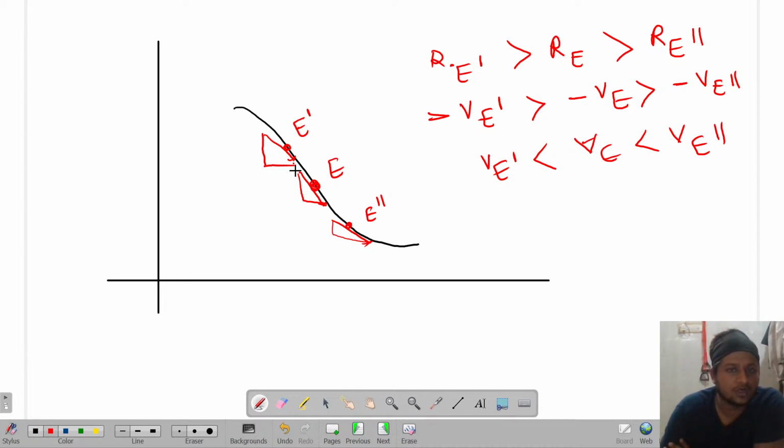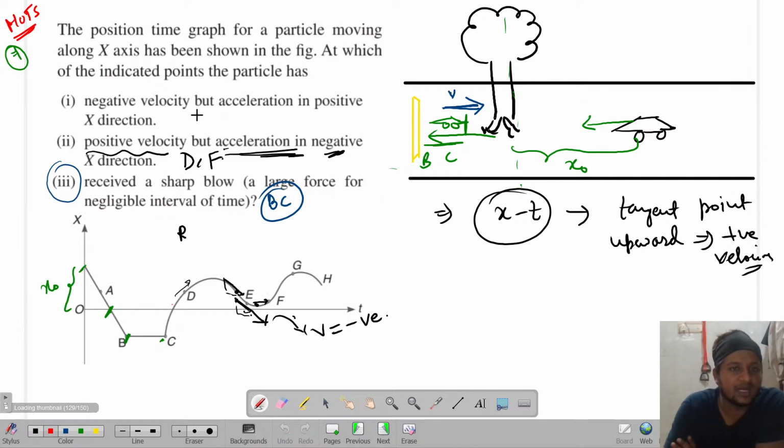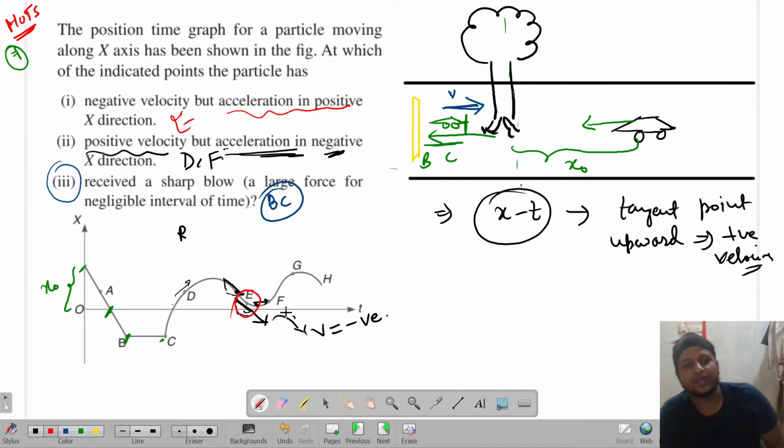Now if your velocity is negative, and since the velocity is increasing, that means what? You have a negative velocity, but the acceleration is positive. So at what point is acceleration positive? It is at point E. Understood or not? And velocity is still negative at point E. Yes or no? Are you able to understand this? So this was your JEE Advanced question. Now, can I move to the next question? Any kind of doubt till now?